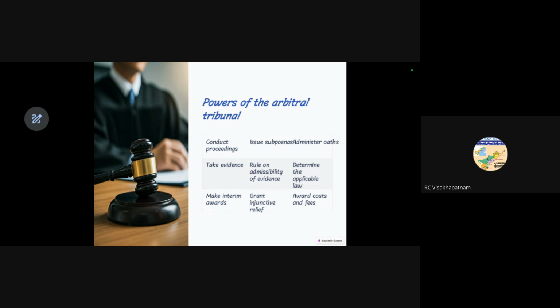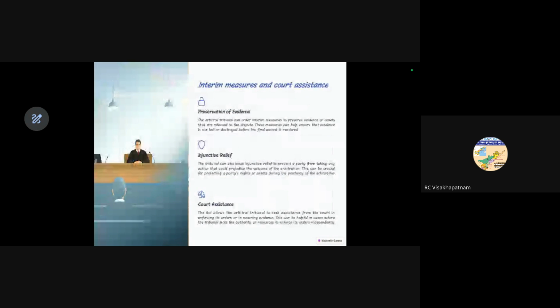take evidence, rule on admissibility of evidence, and make interim applications. So what comes under interim measures and court assistance? We already talked about interim injunctions. Interim measures are nothing but injunctions.